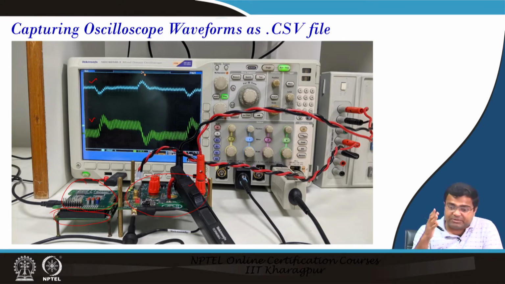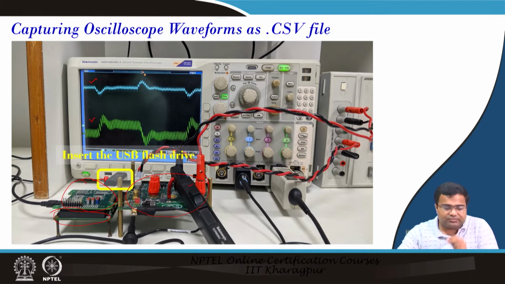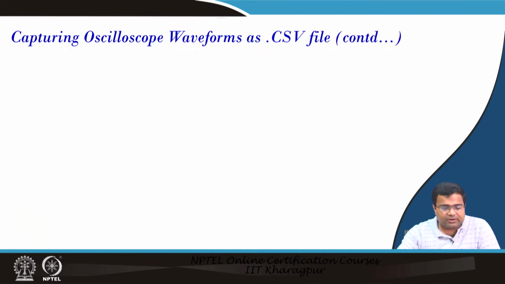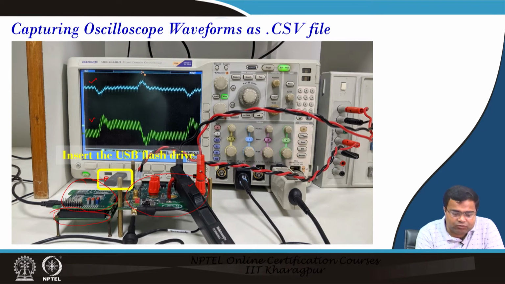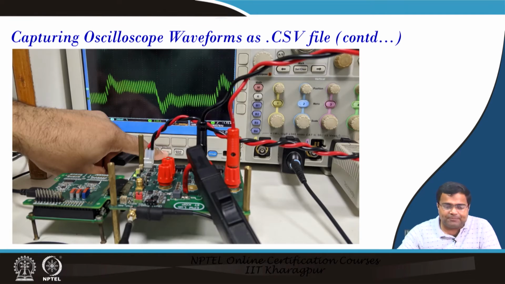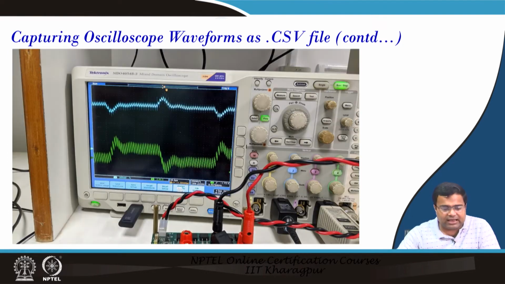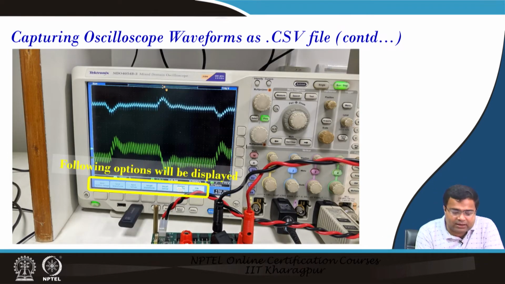Earlier we took the image file, but now we want to take the CSV file. So, you have to insert the USB drive, then you have to select the menu option. If you select the menu option, then click Save and Recall. There you will get an option for what type of thing you want to save, whether it is an image file. When you open the menu, it shows Save Screen Image. Right now it is the screen image, but we want to take the data file rather than the image file.